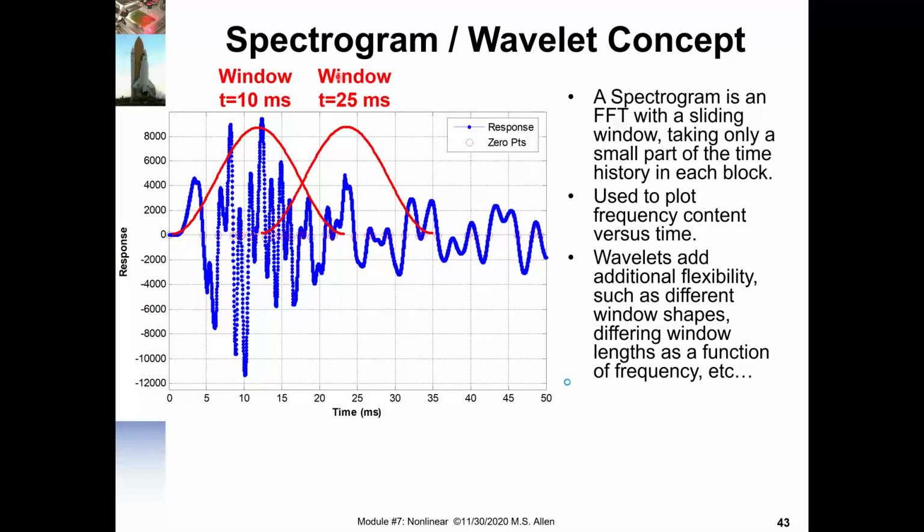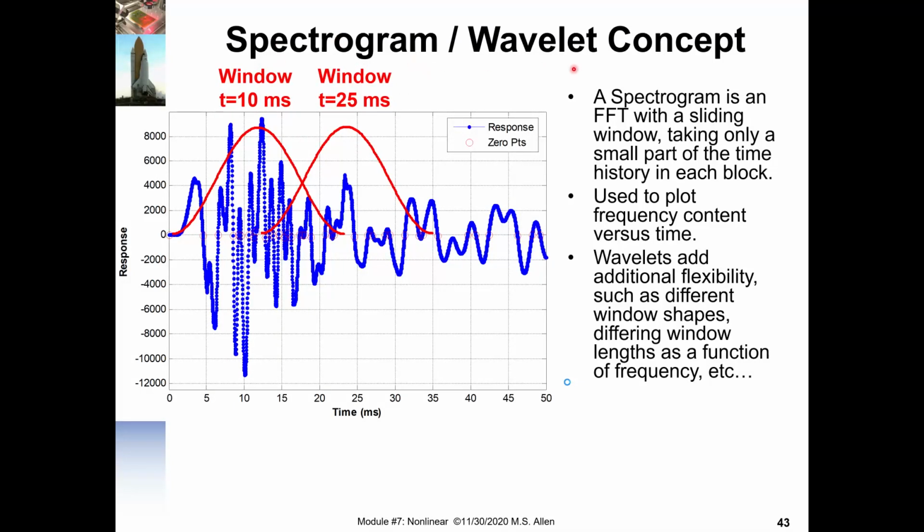Another one is a spectrogram. The idea behind a spectrogram is that rather than taking the FFT of a full signal, let's break it into short blocks and apply a Hanning window and take the FFT of just that block. Then we can compare all of these FFTs and see if the frequency content has changed.